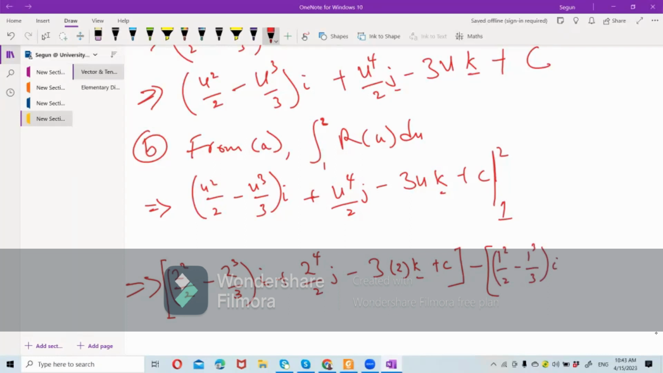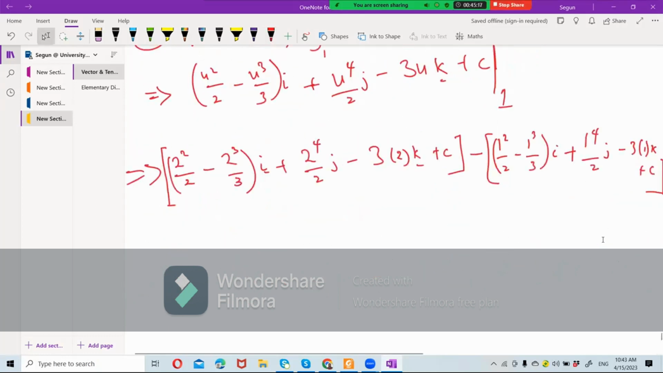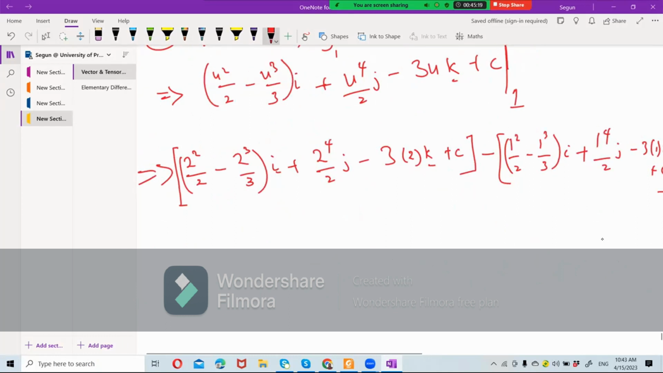Plus 1 raised to power 4 over 2, J, minus 3 into 1, K. Everything plus C. Automatically C will cancel. When you open this bracket, you have minus C here and plus C here. So C automatically cancels.